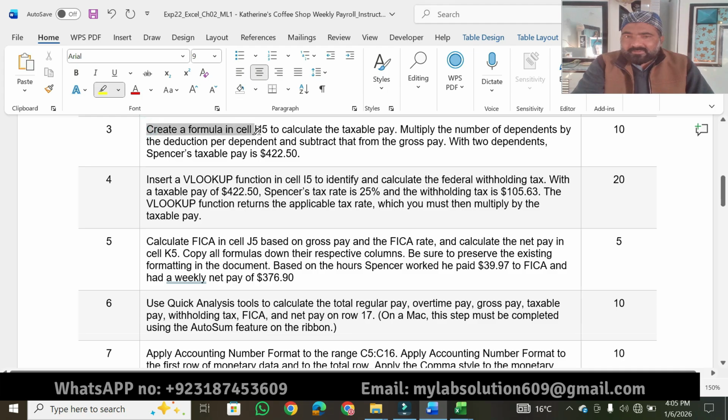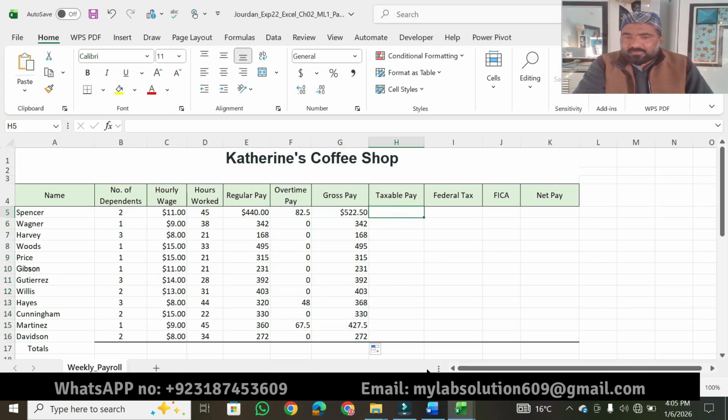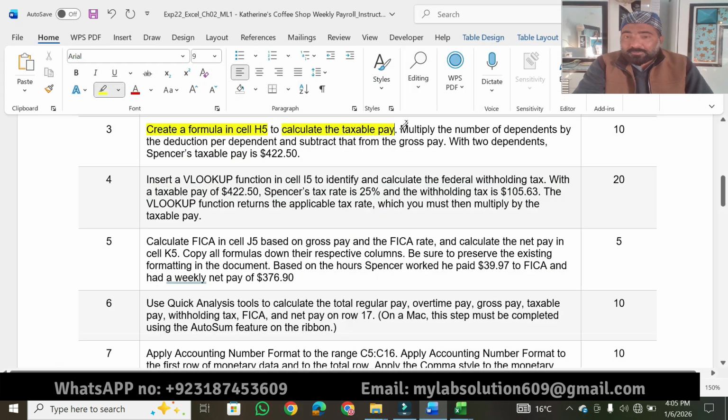Create a formula in cell H5 to calculate taxable pay. Here is H5 and we have to find taxable pay. Multiply the number of dependents by the deduction per dependent, then subtract that from gross pay. So with two dependents, taxable pay is this one.